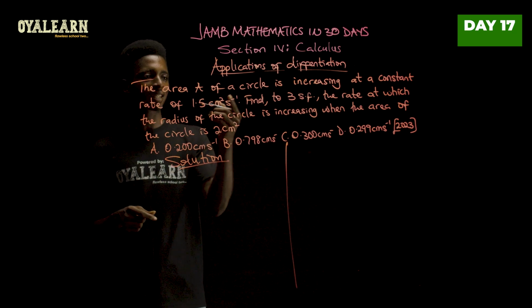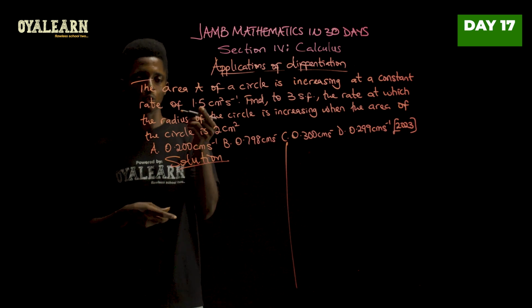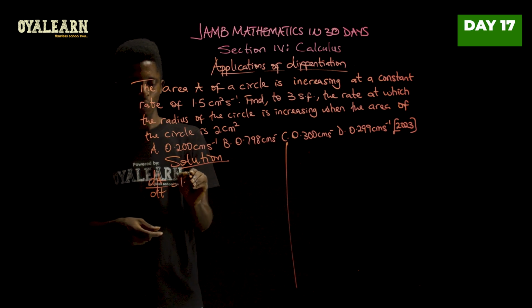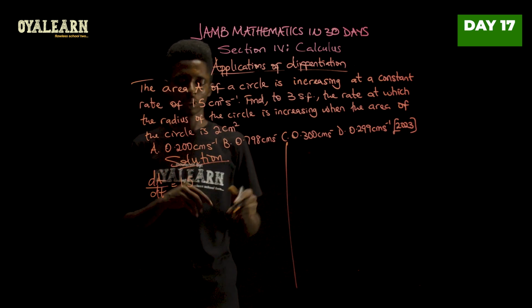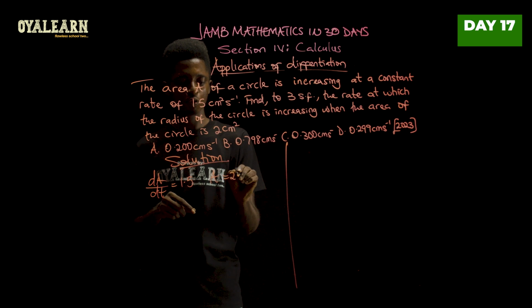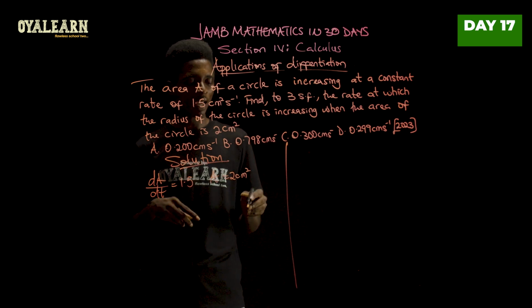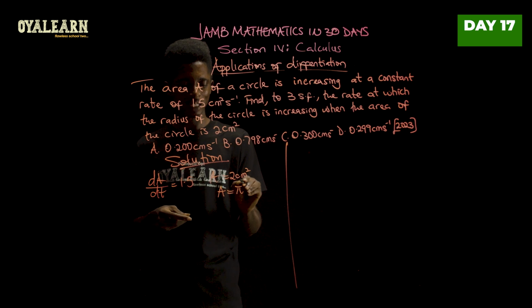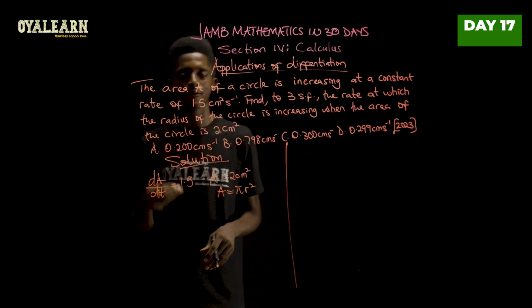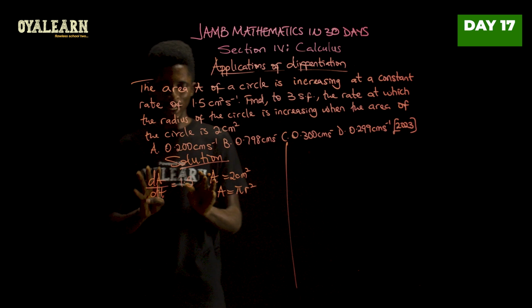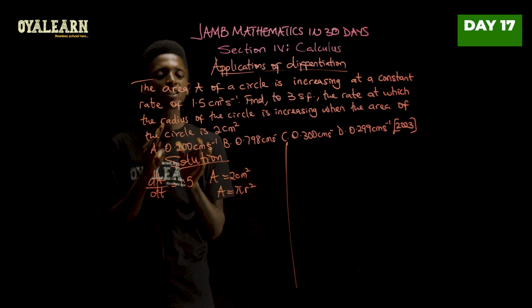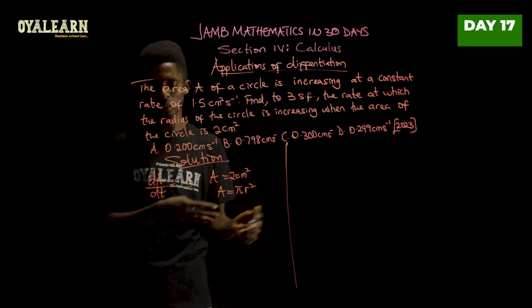What we are given is that the rate at which the area is changing with respect to time is 1.5. So we write that as dA/dt, that is 1.5 in centimeters squared per second. And then the area is also given here to be 2 centimeters squared. Now everyone also knows that area is calculated as pi r squared, where pi is 22/7, or you use 3.142. From here, let's move to what the question asks us to find. We are asked to find the rate at which the radius of the circle is increasing. So that is dr/dt.